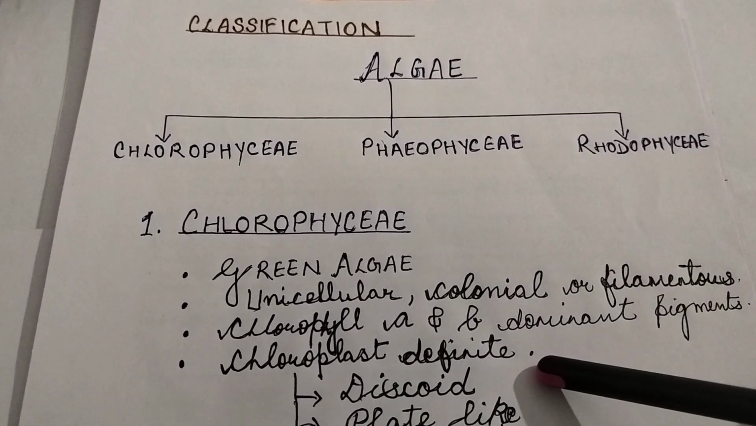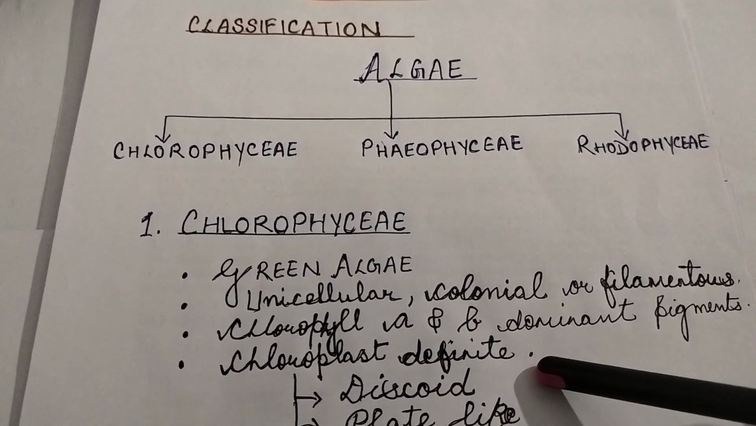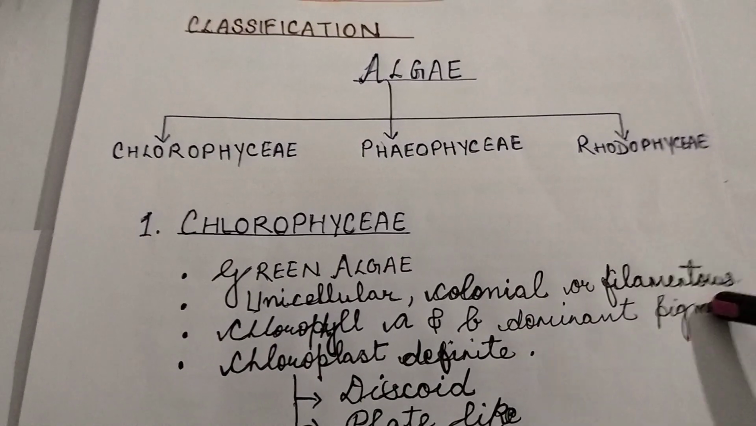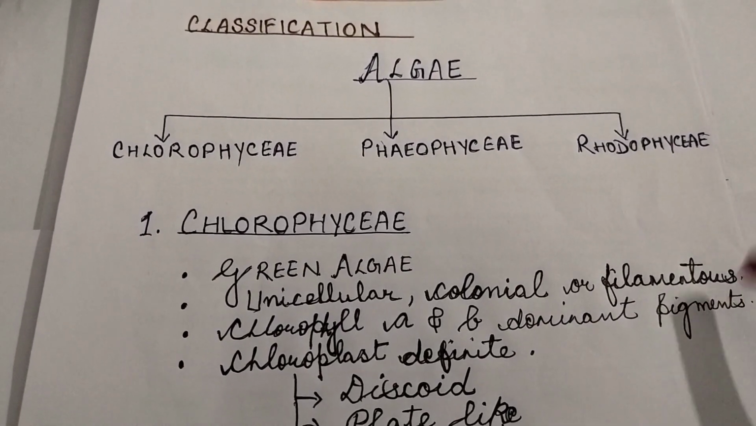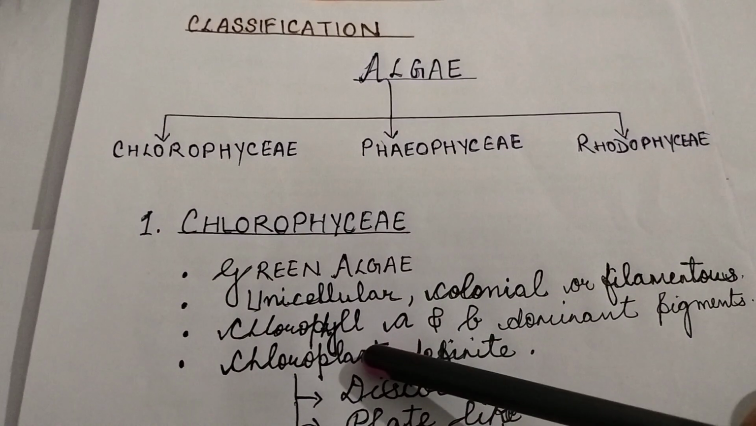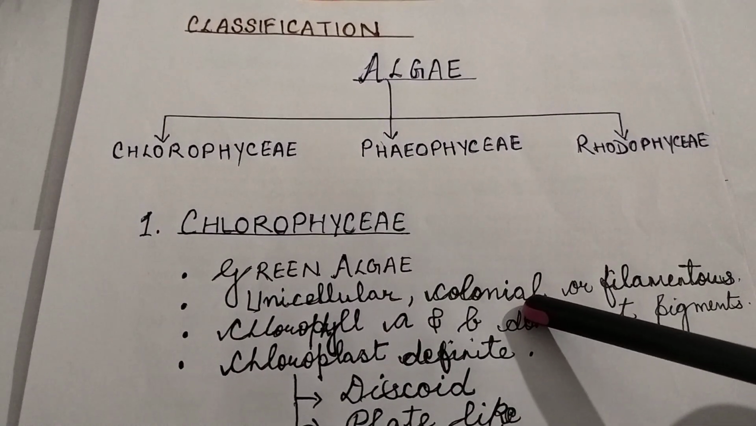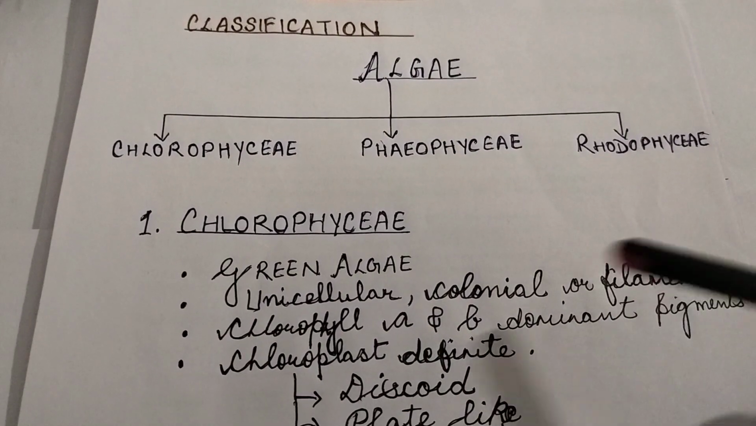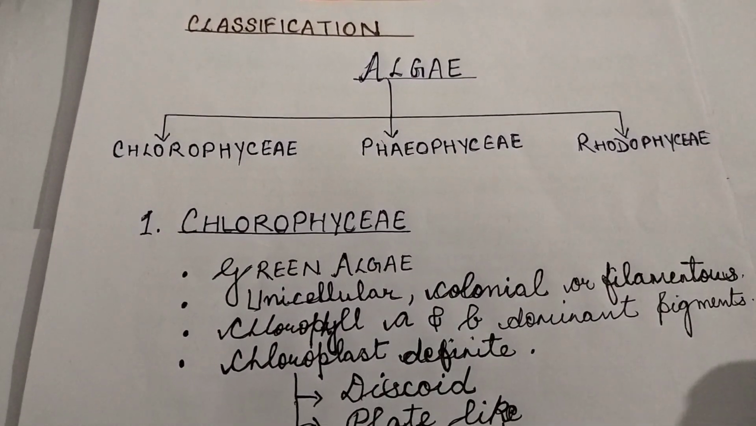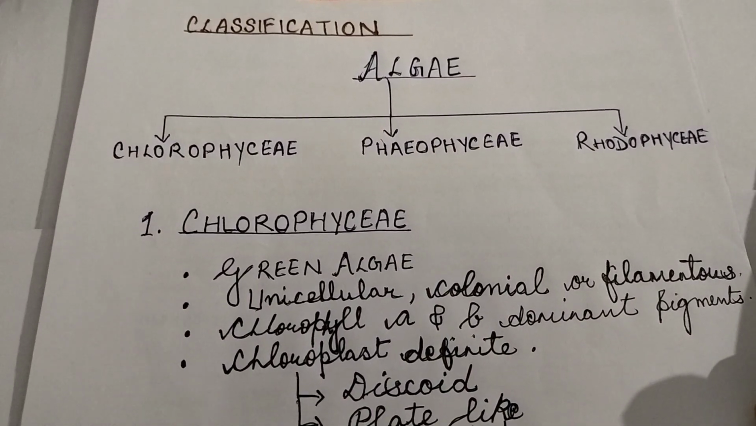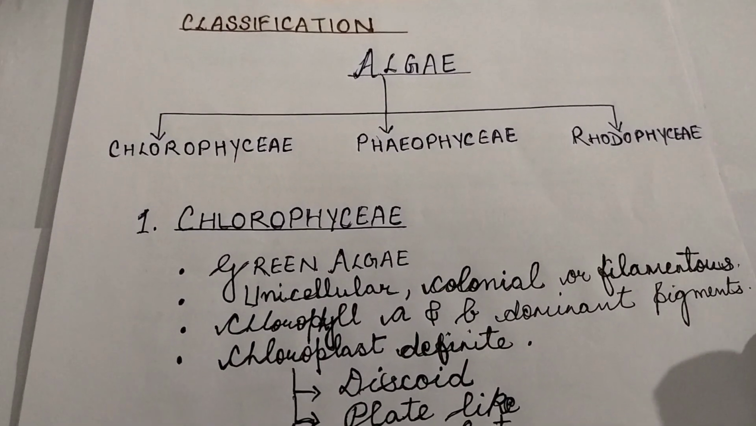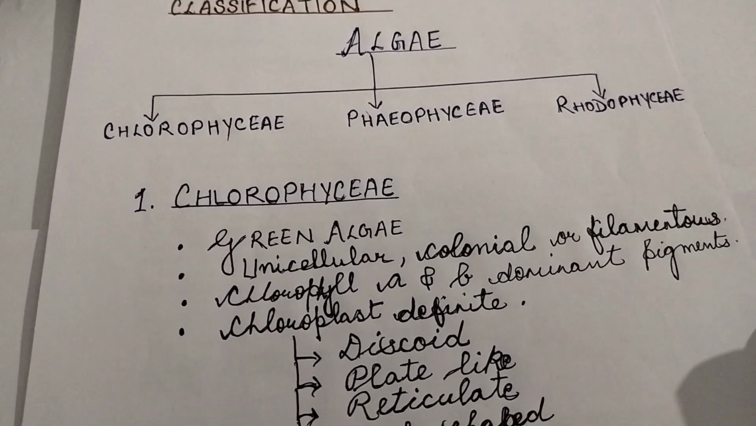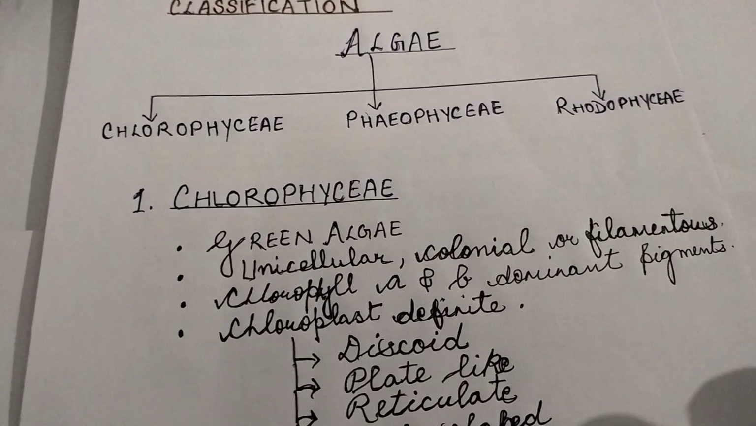The plant body of green algae, that is Chlorophyceae, may be unicellular, colonial or filamentous. That means they may be formed in all these forms. They may be unicellular, they may be found in colonies, or they may have a filamentous structure. Their body has all these varieties of composition. And they are usually grass green. Why? Just as we discussed, because of the presence of chlorophyll A and B, which are the dominant pigments.